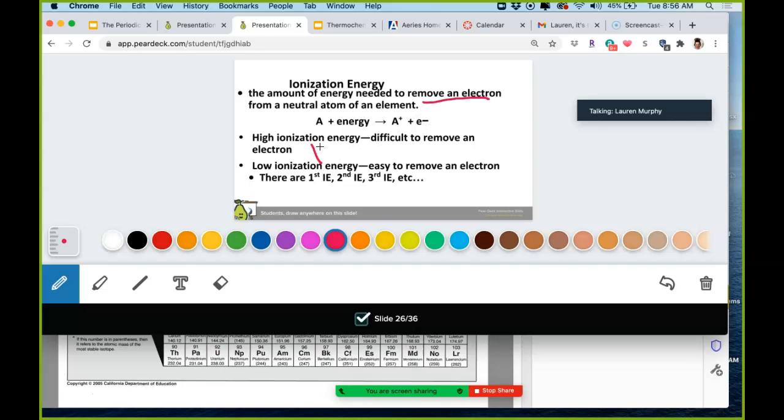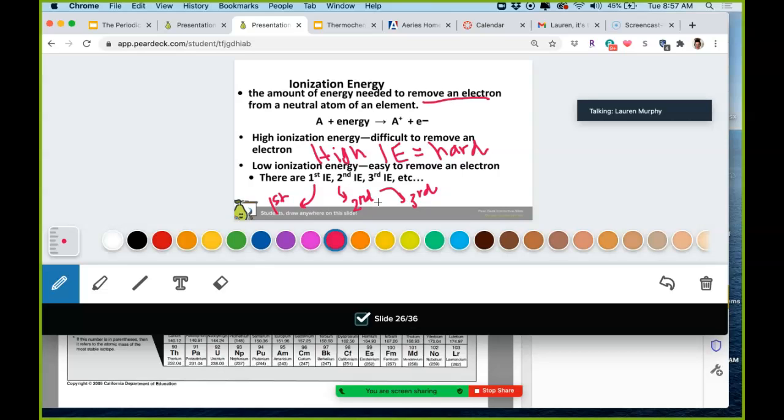If something has high, and I'm going to start abbreviating ionization energy as IE, okay? Ionization energy. If something has high ionization energy, it means you have to put in a lot of energy to remove the electron, aka it's hard to remove the electron. If something has low ionization energy, it means it's easy to remove the electron. So there are first ionization energies. This is the amount of energy to rip off the first electron. This would be the amount of energy to rip off a second electron and a third electron and so forth. And so we'll do some practice.